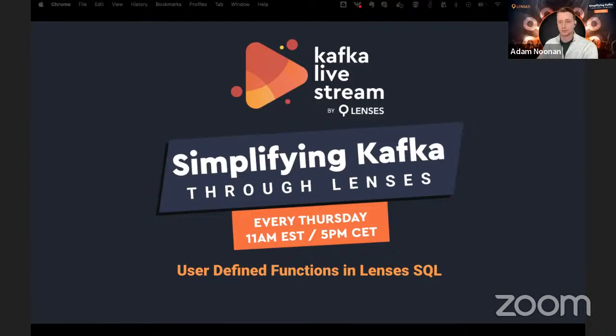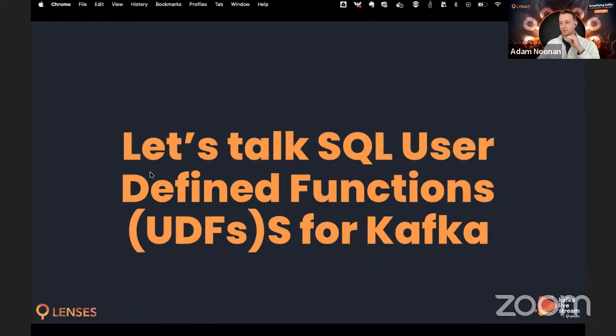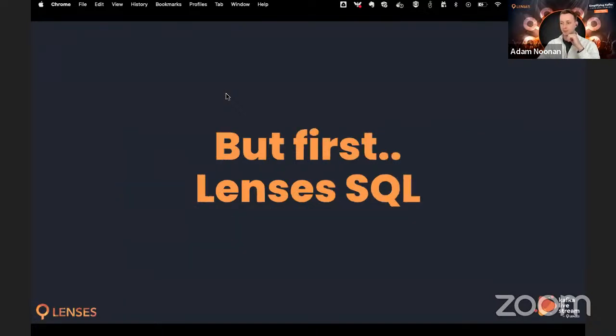Awesome. Well, thank you all for joining. This is our weekly Kafka live stream, and I'm your host, Adam Noonan, joined with the wider Lenses team today. Today, we're going to be talking about user-defined functions in Lenses SQL Studio. We call them UDFs, for querying and transforming data with our SQL engine. To give us a primer on Lenses SQL, we've got Matthias to give us a quick explanation. So Matthias, hand it off to you, sir.